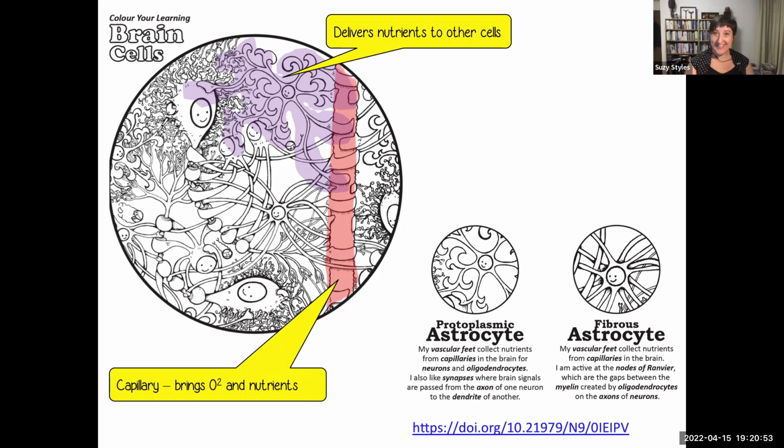So hopefully, having learned a bit about the characters in the brain and how they are all actively involved with one another, we can now move on to thinking about how we measure brain activity. And then we'll look at how those measurements are related to our subject of interest.